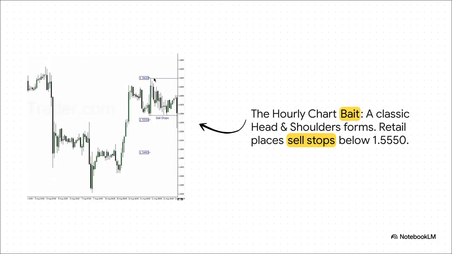Now let's zoom in to the hourly chart during that same period. And what do we see? A beautiful, picture-perfect head and shoulders pattern. Retail traders, completely ignoring that bullish daily chart, see this and think, aha, the market is topping out. They get all geared up to sell, and they stack their sell stop orders just below that clean, obvious neckline at 1.5550. This, right here, is the bait.